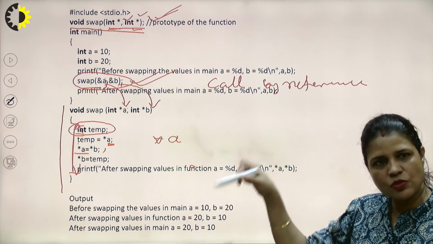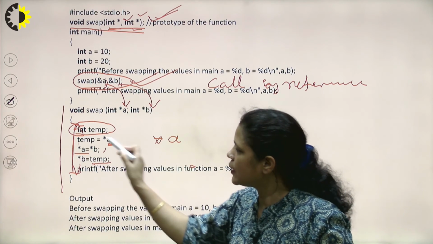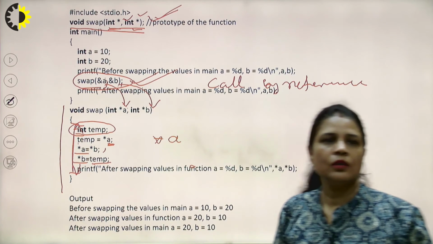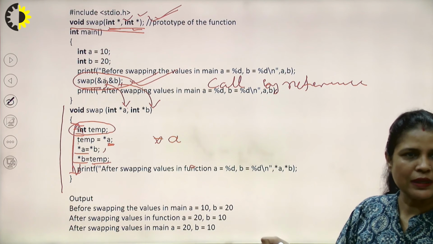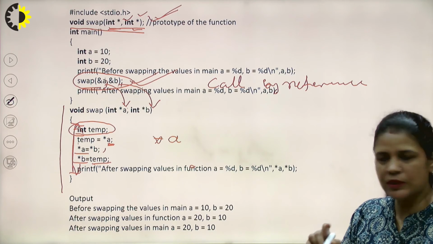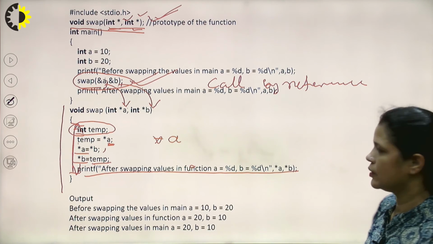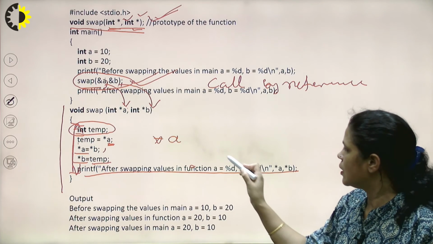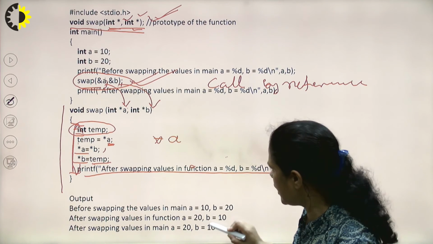So the value at the address of a now is 20, and temp is carrying 10. That will be copied at the pointer b. It means the value at the address of b will now carry 10. So this swapping has been done. And whenever we write this statement, that is 20, 10. Right. So we can check the output.